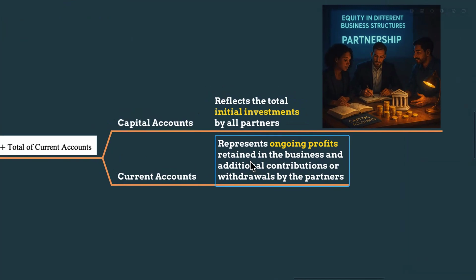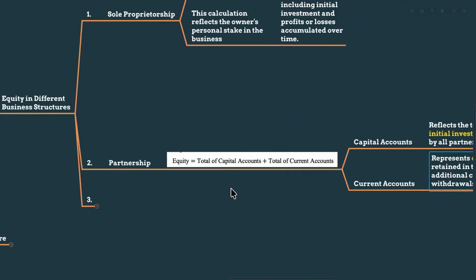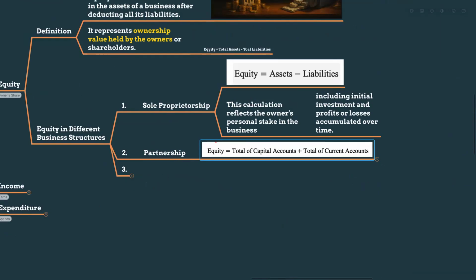So in partnership, it's very important. Let's say in one of your partnerships, you have 2 million in the current account and 3 million in the capital account. So you are going to have equity of around 5 million, right? We will study that later, but just remember the total of capital accounts plus the total of current accounts will give you the equity value in a partnership.